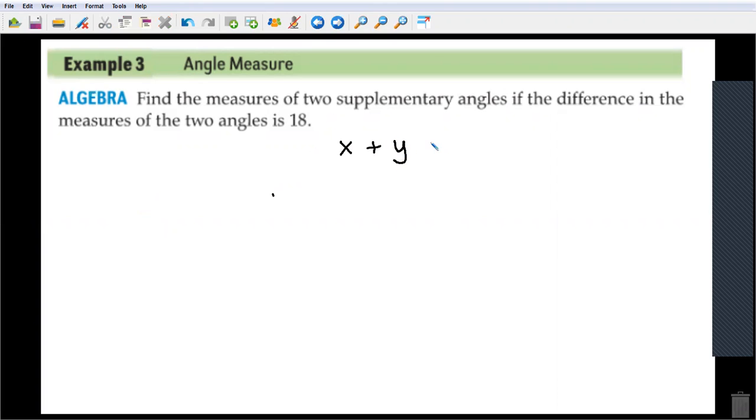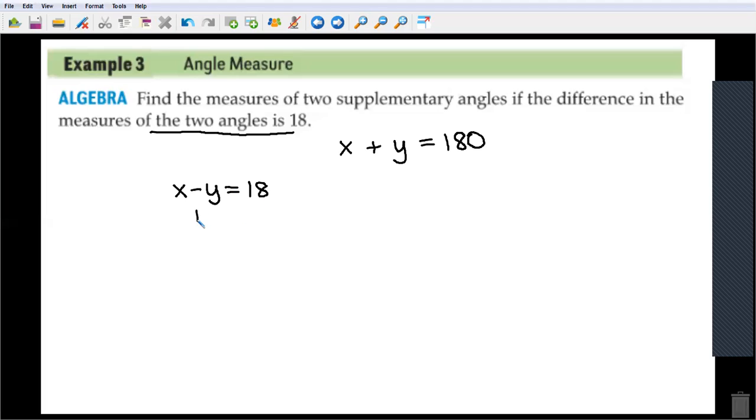Because supplementary angles add up to 180, we can write this general equation. Now, we can't really solve this equation because there are many, many different combinations of angles that add up to 180, but what we can do is rewrite one of the angles. So if we know that x minus y equals 18, because we're told that the difference of the measures of the two angles is 18, we could say that x minus y equals 18.